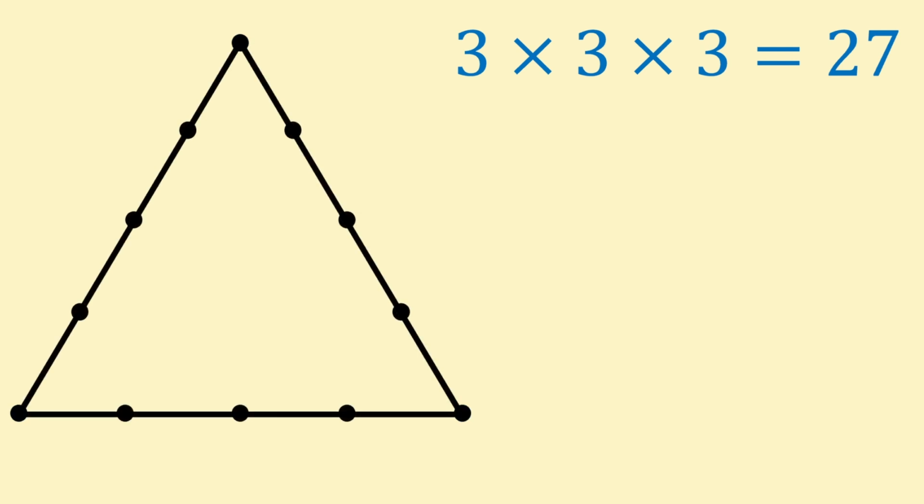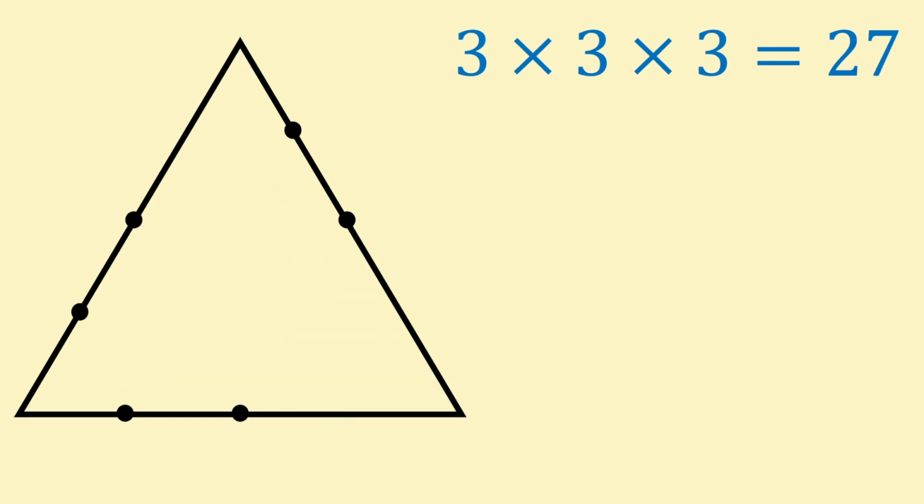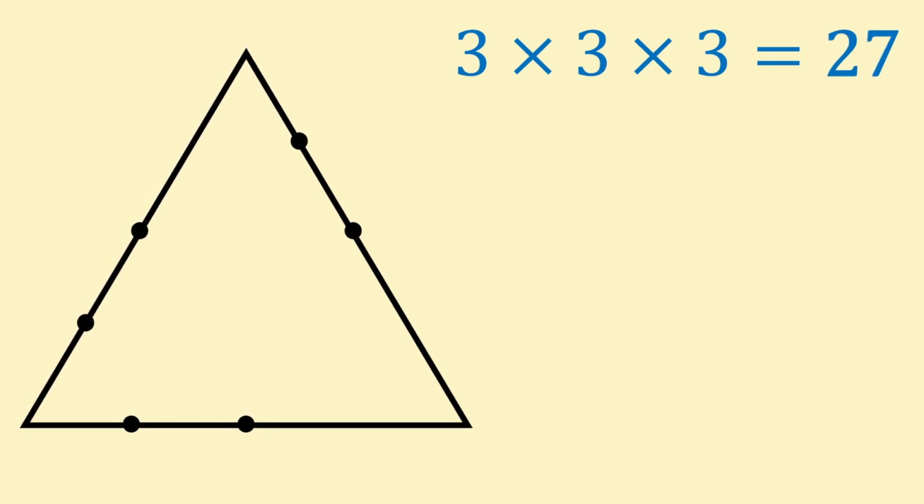Let's connect the 3 vertices to a point on the opposite side, like so, showing 1 out of the 27 different ways to connect them. Once we've done this, we can remove them to focus on the remaining points. This gives 2 points on each edge, like so.